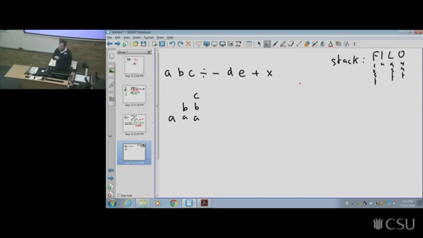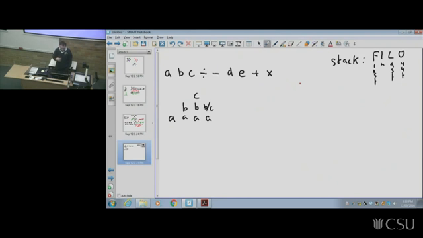When you get an operation, like divide, it would pop the top two elements off the top of the stack, so B and C in this case, and apply the operation to those. So we'll do B divided by C, get the result and push it back on top of the stack. So after that, we have A and then the result from B divided by C on the stack.